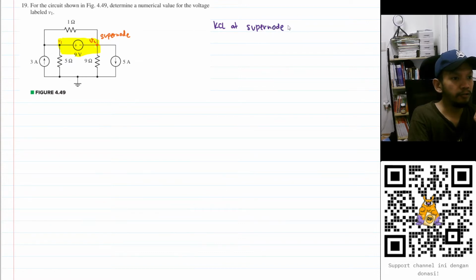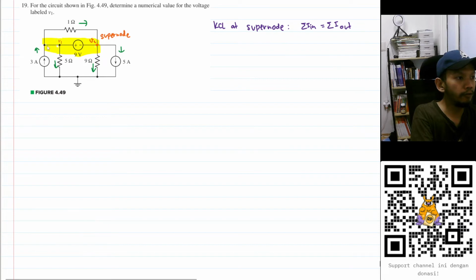But first, let's assume the direction of the currents here. Just follow this 3 ampere current source, and this may be going to the right, this may be going down, and this might be going down. Remember, KCL says that the sum of the currents that go in is equal to the sum of the currents that go out. Maybe for a better visualization, I will also include this one. So this is still not V1, right?